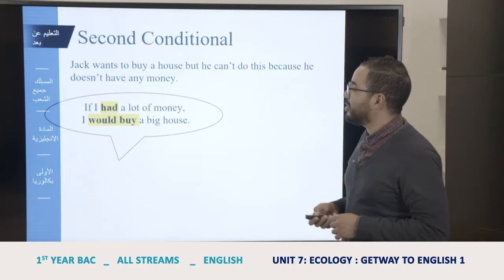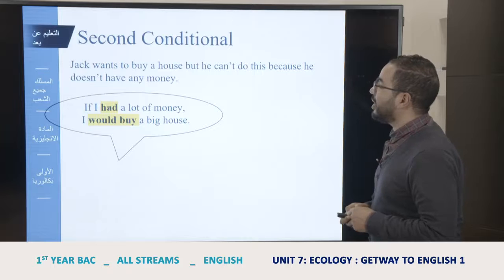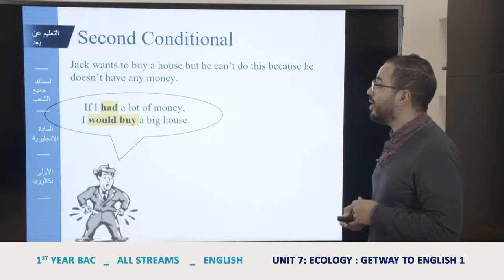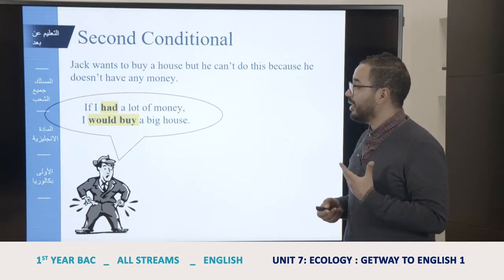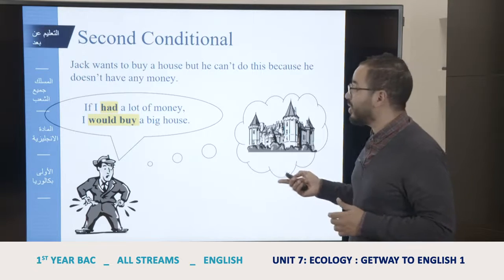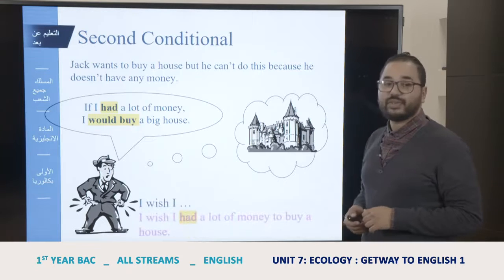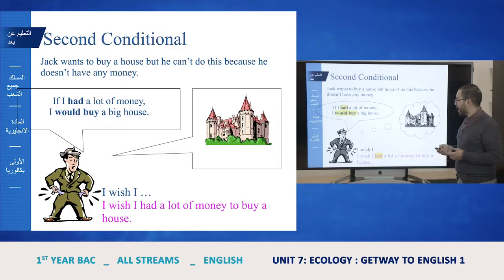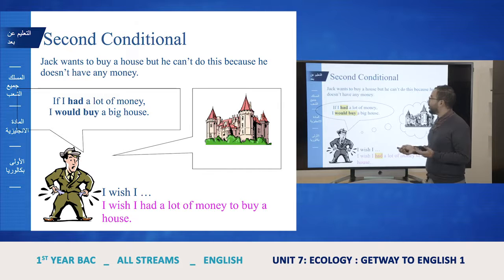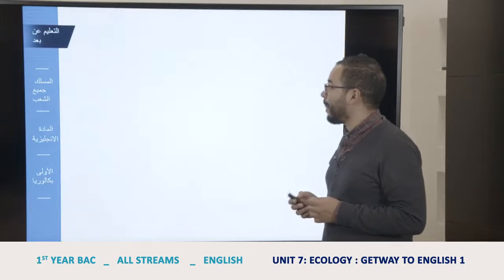Second conditional, here's another situation. Jack wants to buy a house, but he cannot do this because he doesn't have any money. So if I had a lot of money, I would buy a big house. That's what Jack would say. So if plus past plus would plus verb. Or we can use it as a wish: I wish I had a lot of money to buy a house. So when you are talking about the second conditional and expressing wishes, it's imagining, so we can use both of them in these cases.